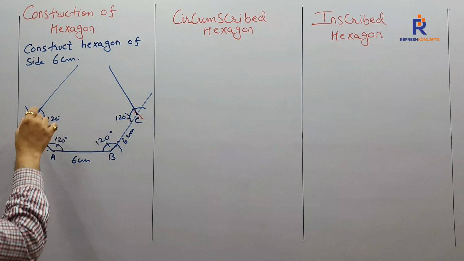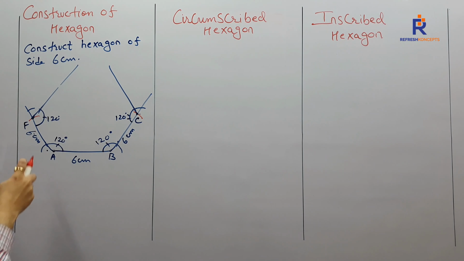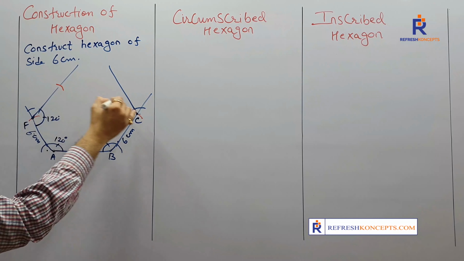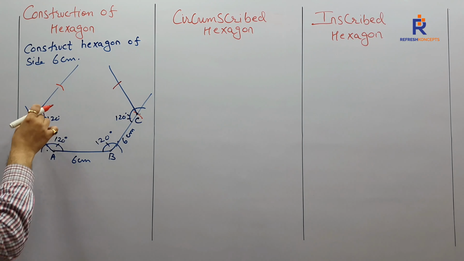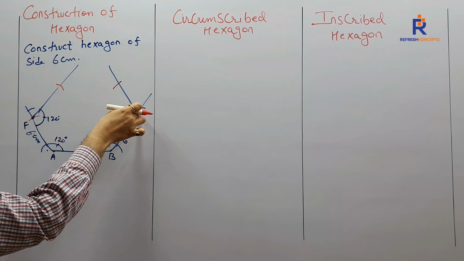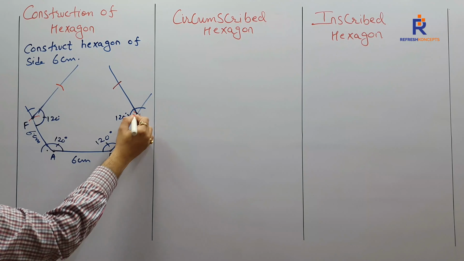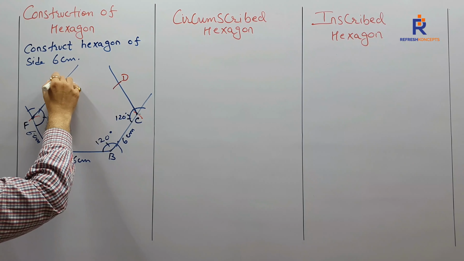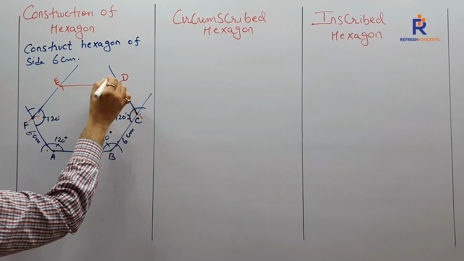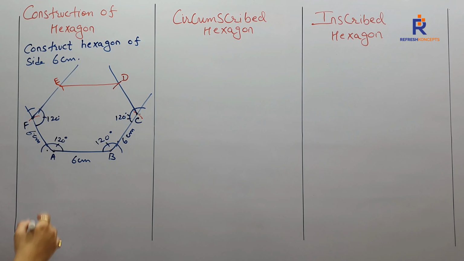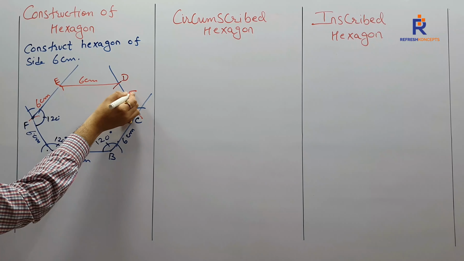What next? F as a center, 6 centimeter in my compass, an arc. C as a center, 6 centimeter in my compass, an arc. Immediately write down A, B, C, D. This is E. By default, this has to be 6 centimeter. Just jot down 6 centimeter here, 6 centimeter here, 6 centimeter here.